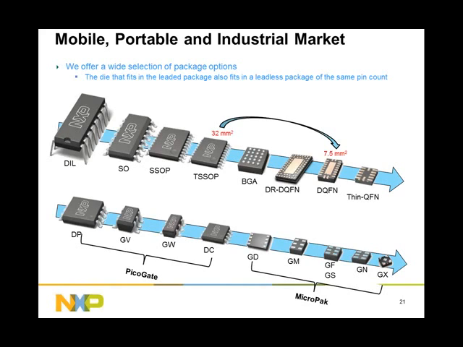Also, when you go from a TSSOP to a DQFN or leadless package, there's tremendous space savings. You can see that the DQFN package is 1/4 the size of the TSSOP package. Likewise, when you go from a pico gate to a MicroPak package, the MicroPak package is also 1/4 the size of the pico gate GW package. And you can get further space savings by going from the GF package to the GX package. You get an additional 34 or 36% space savings.